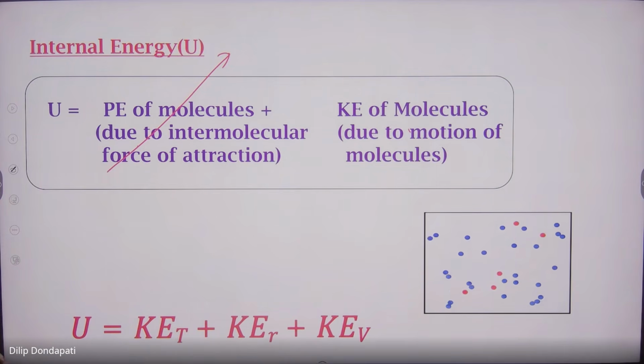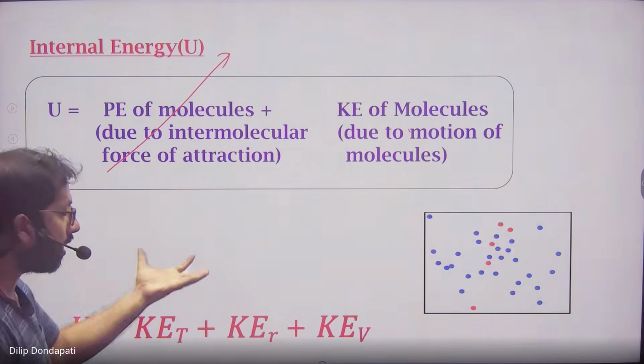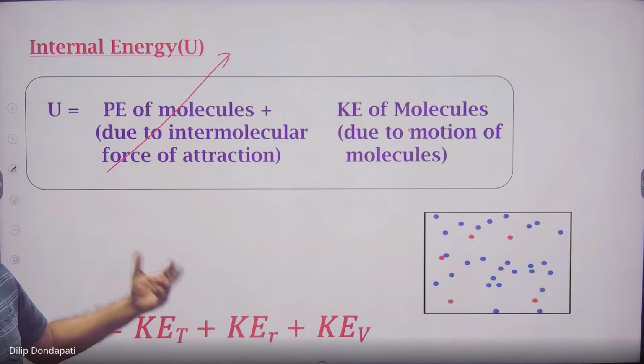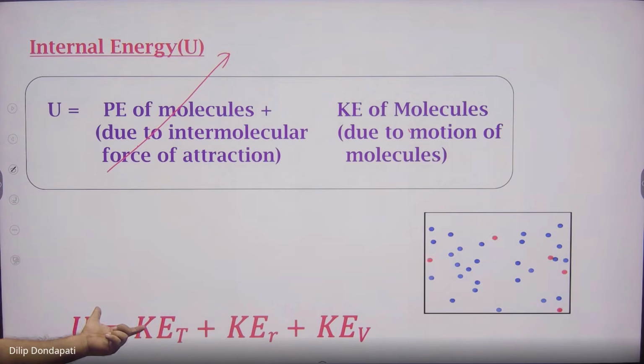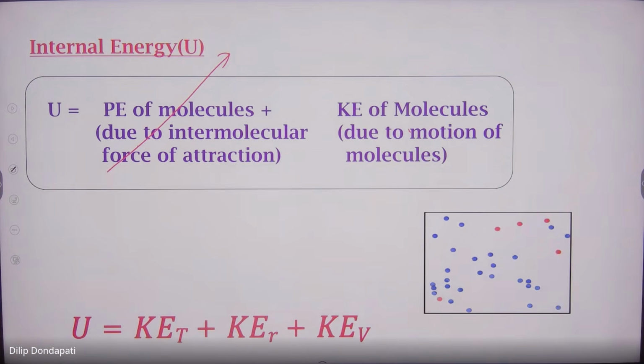Now slowly what are we doing? We are trying to find the kinetic energy formula. Then that is the formula for internal energy. A famous formula will come. Everyone likes that formula. Okay? See.